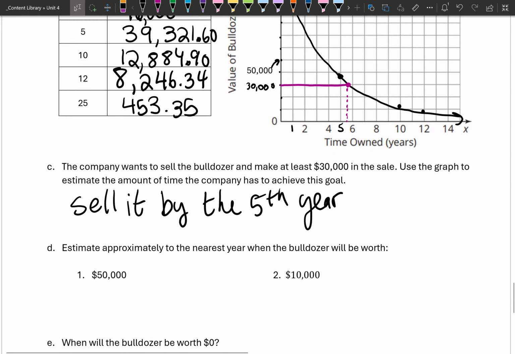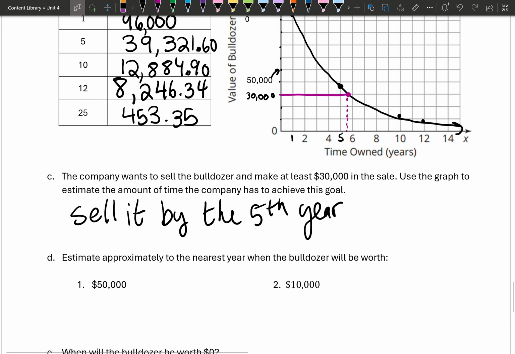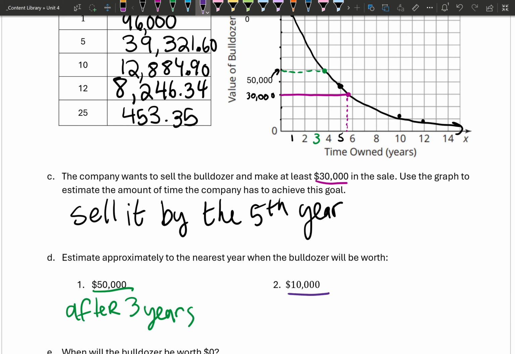Letter D, approximate to the nearest year when the bulldozer will have this worth. Okay, 50,000. Oh, that's 50. All right, here's 50. So it'll be about after 3 years. And then 10,000. So that's 10,000 right here. About after 9 years.